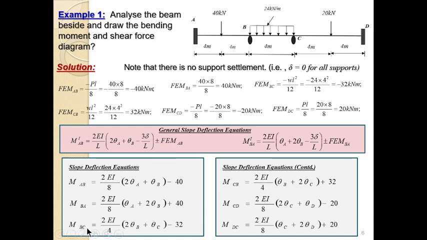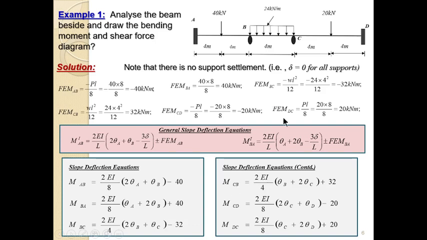So let's go to BC. Moment at B. We are now in span BC. So B going to C, that is this place. So it's 2EI over L, L there is 4. And because we are at joint B, theta B will be multiplied by 2. Theta C is not multiplied by 2. And the fixed end moment there was minus 32. So we have minus 32.